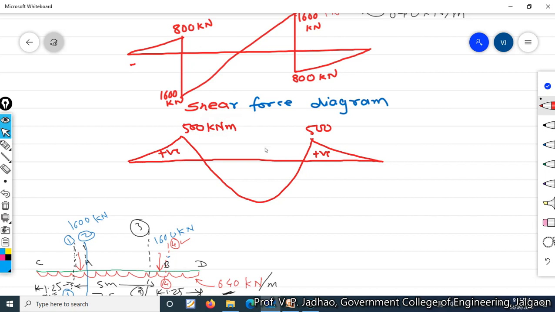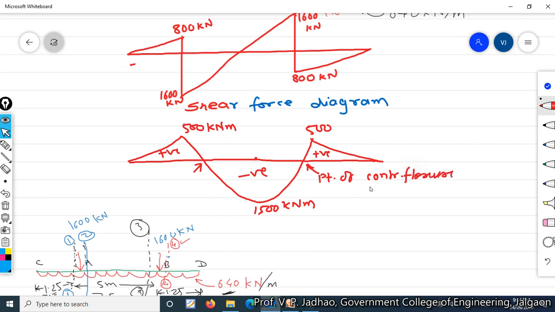But the bending moment at this E, bending moment at mid span is 1500 kilonewton meter, but this bending moment value is negative, okay. Here we will be having 2 points of contraflexure, that is the point where bending moment is 0. This is a point of contraflexure, this is again another point of contraflexure.